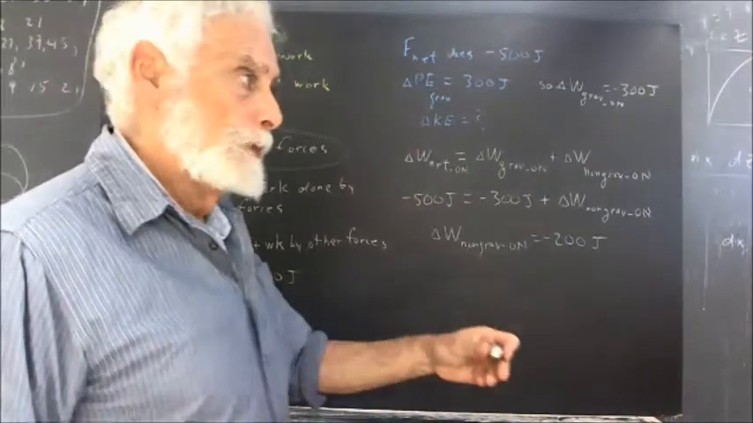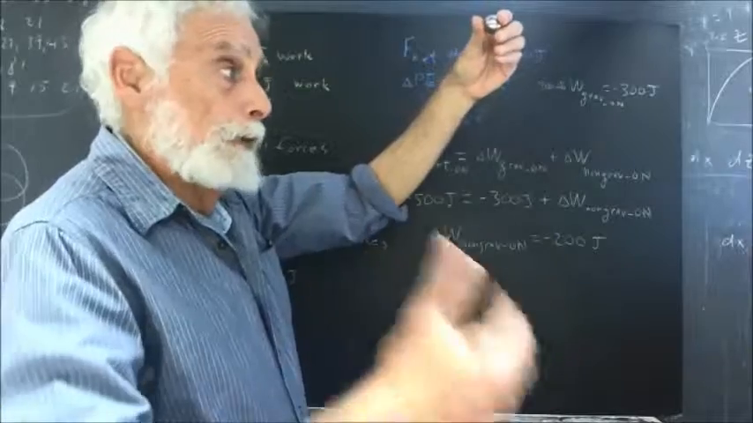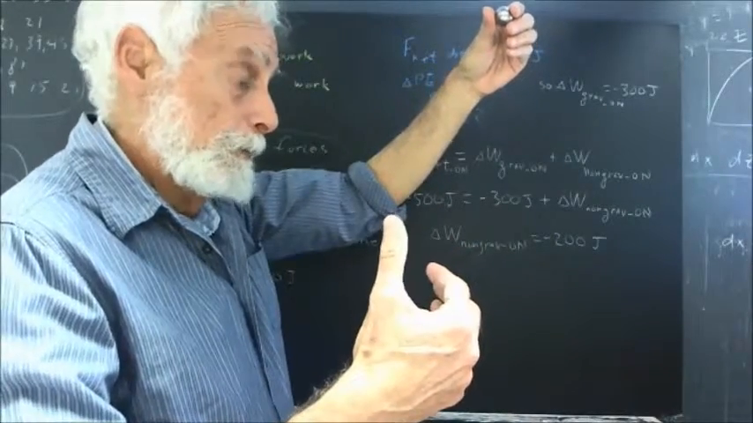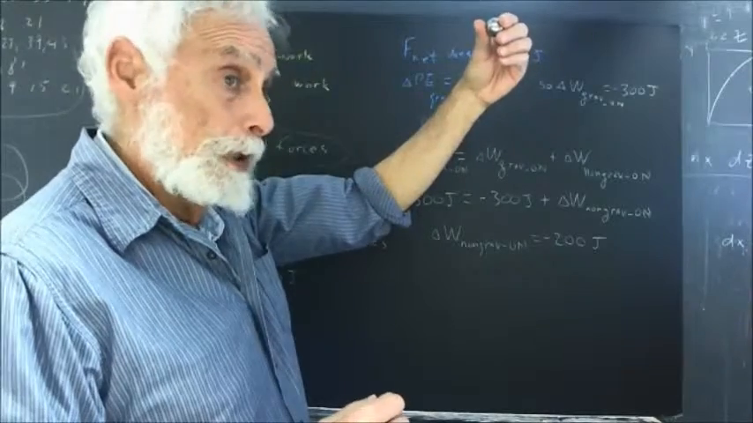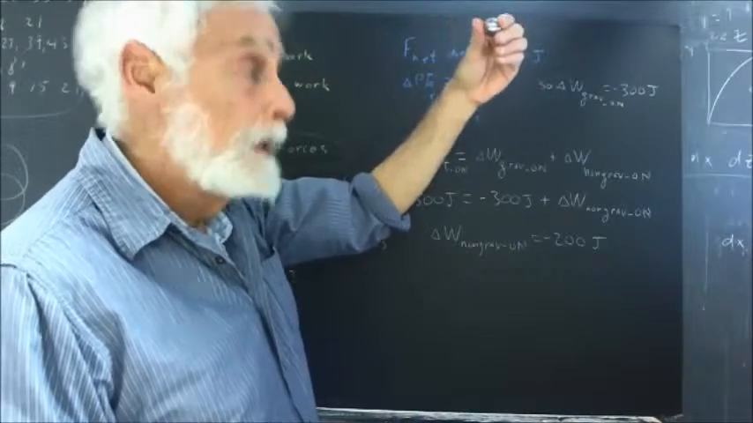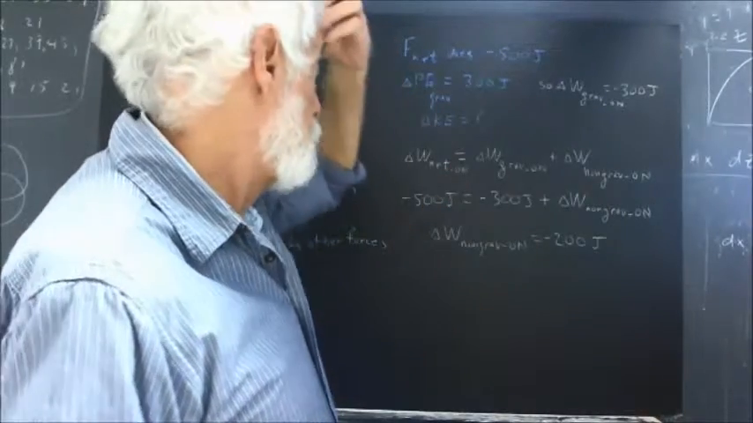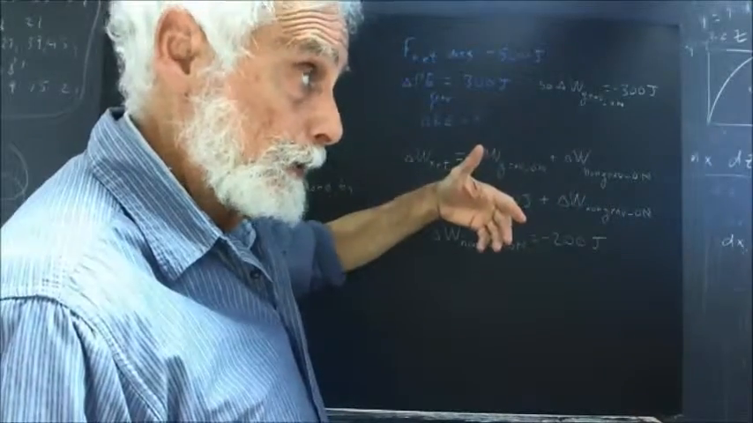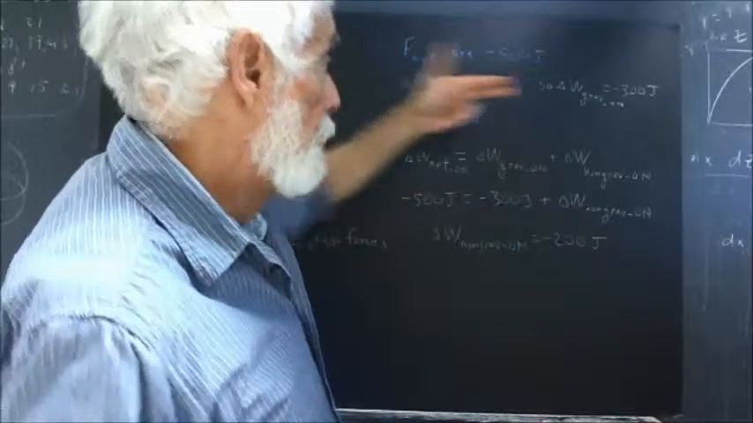To summarize, when I raise this, gravity acts down, I'm moving up, so gravity's doing negative work. When I raise it, what we think of as the potential energy gets greater. So the change in potential energy has to be opposite to the work done by gravity.